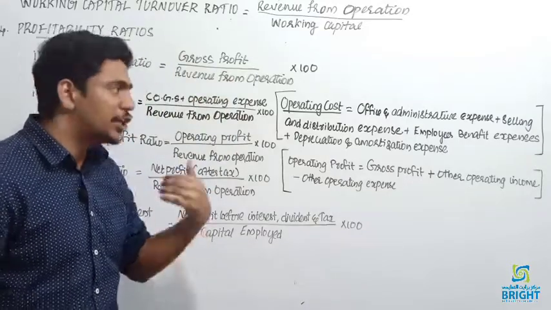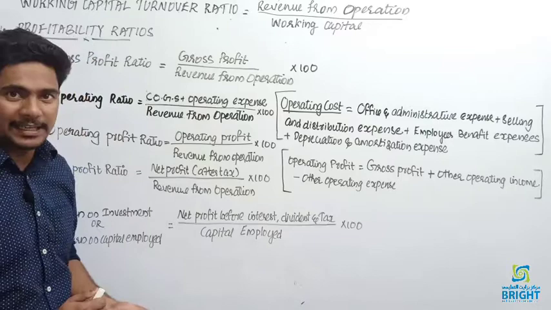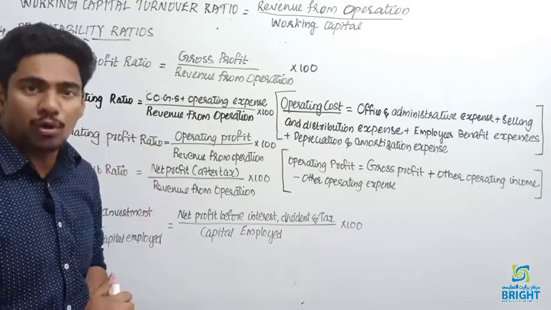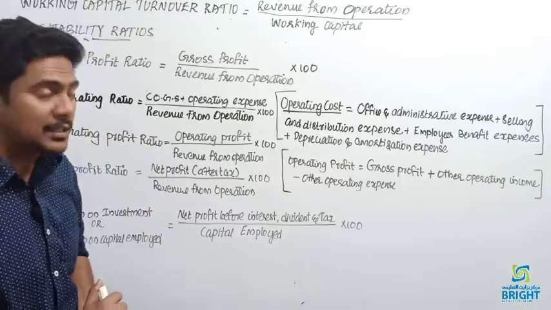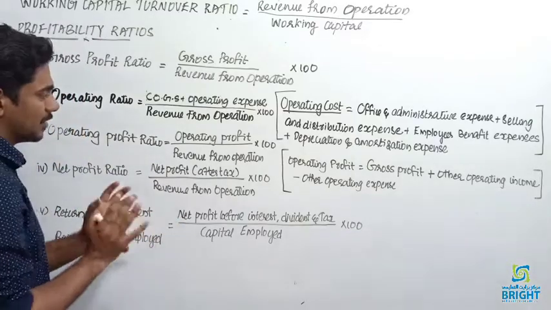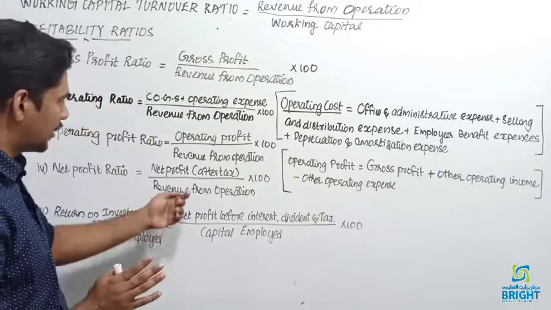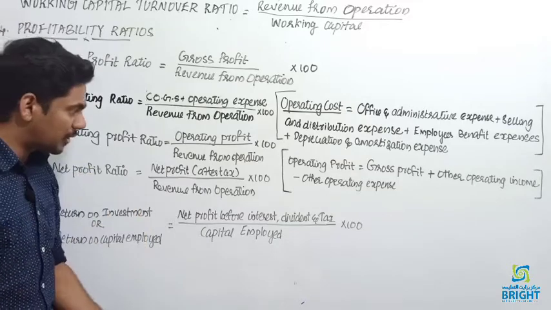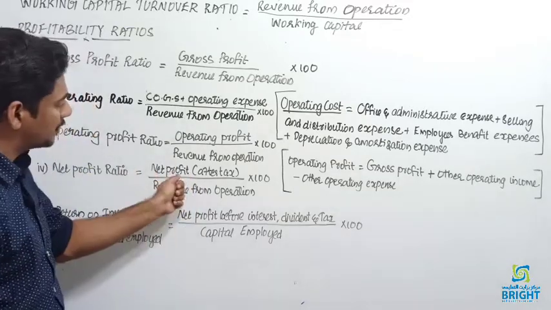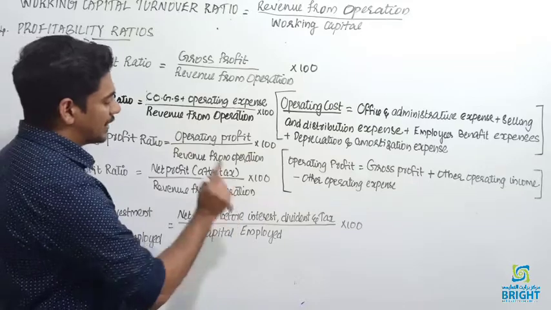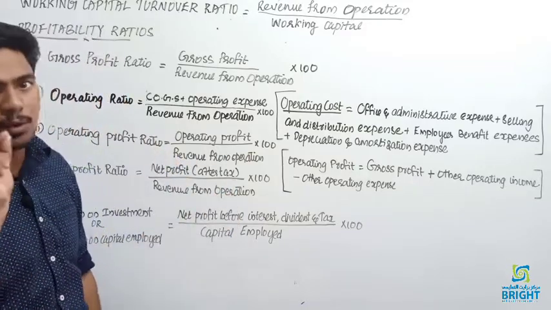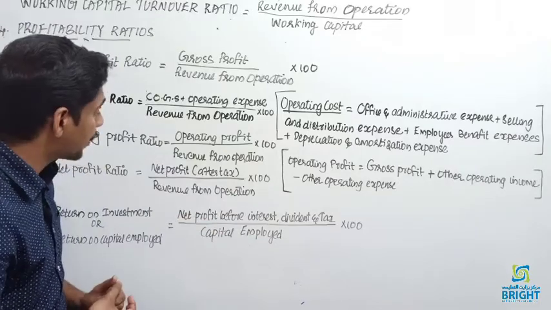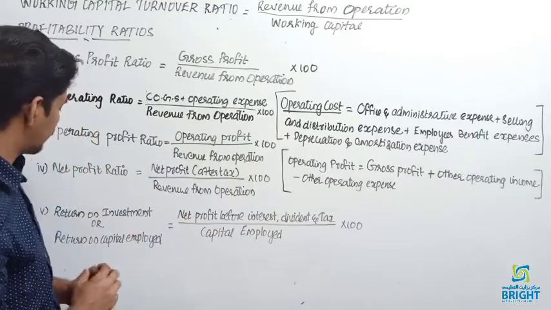Operating expenses and non-operating expenses you have to deduct, and non-operating income and other incomes you also have to add. Then after balancing you will get net profit. That net profit you find after providing tax. After providing tax, you take the net profit and divide it with the revenue from operation, which is equal to net sales. You multiply with 100 and you get the net profit ratio.